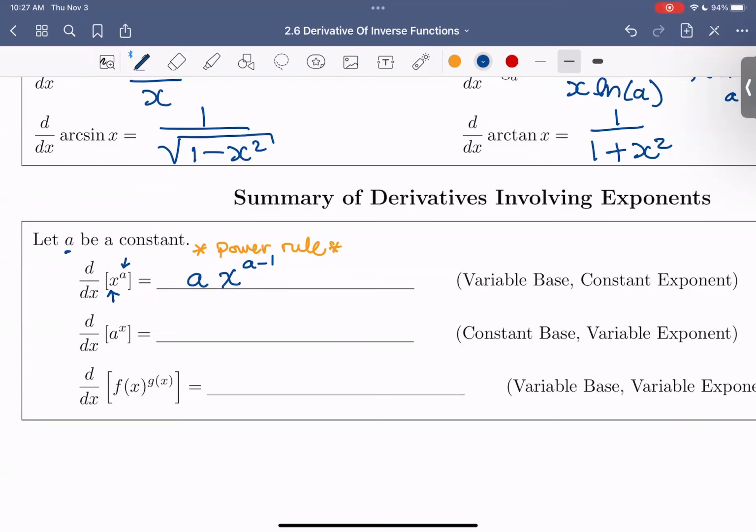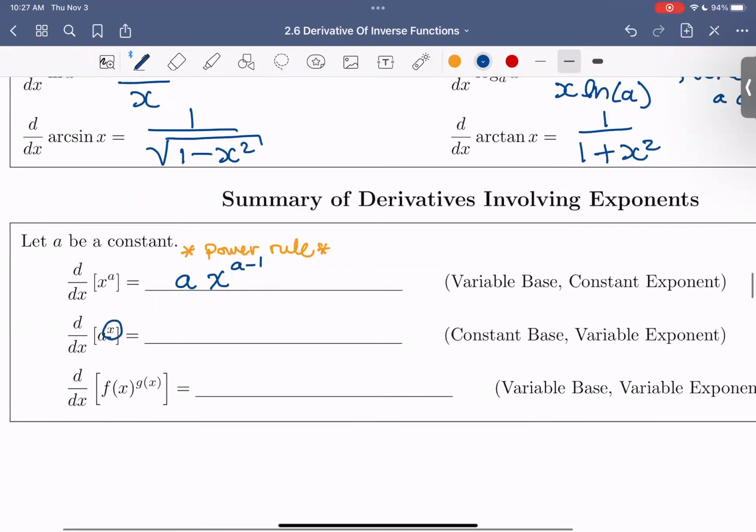And then now let's look at this other function, a to the power of x. How is this function different? Well, here the base is a constant a, and the power is our variable. So the power varies here rather than the base.